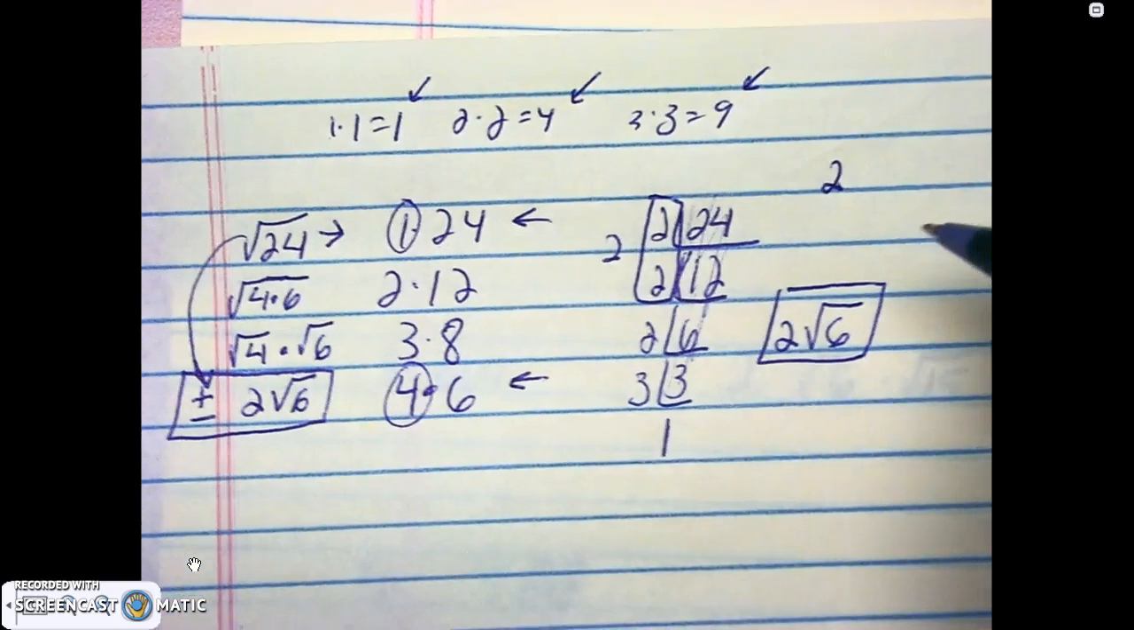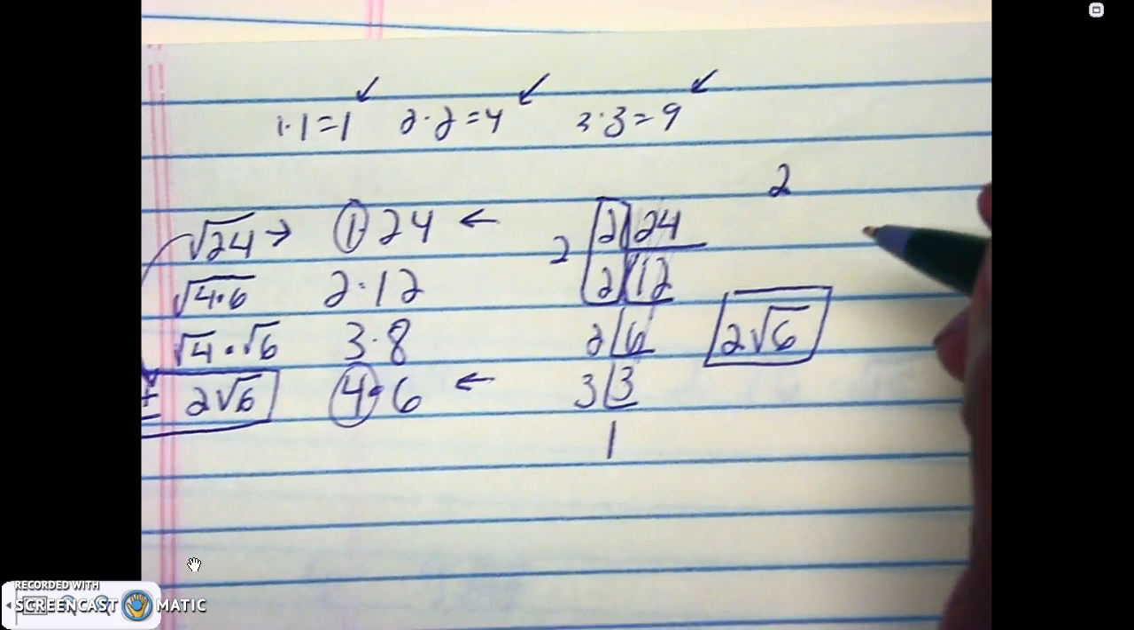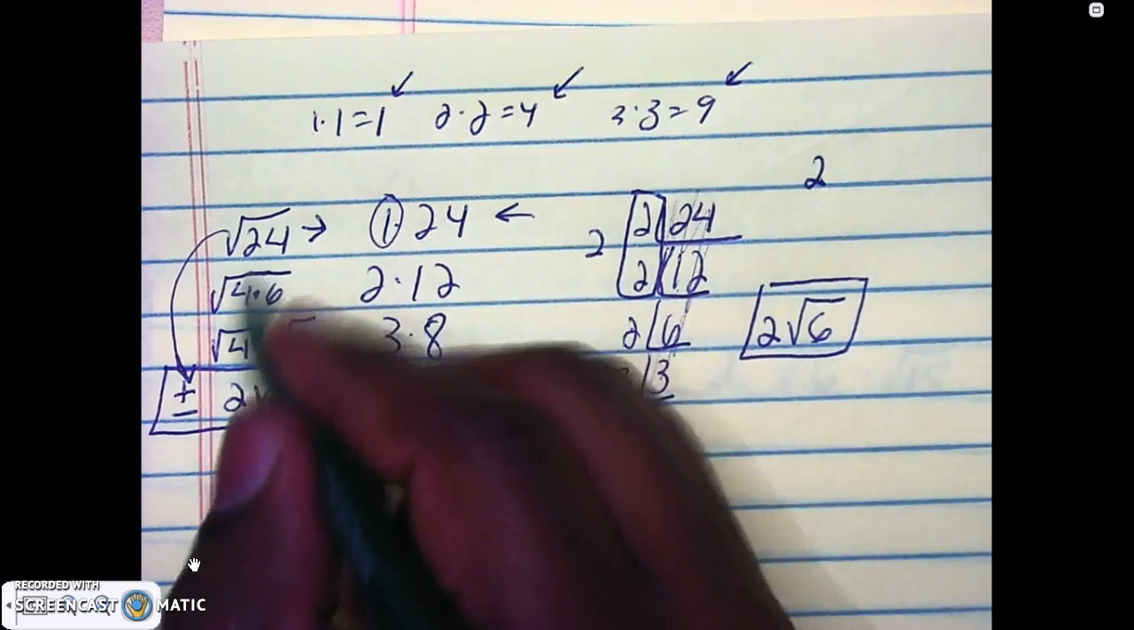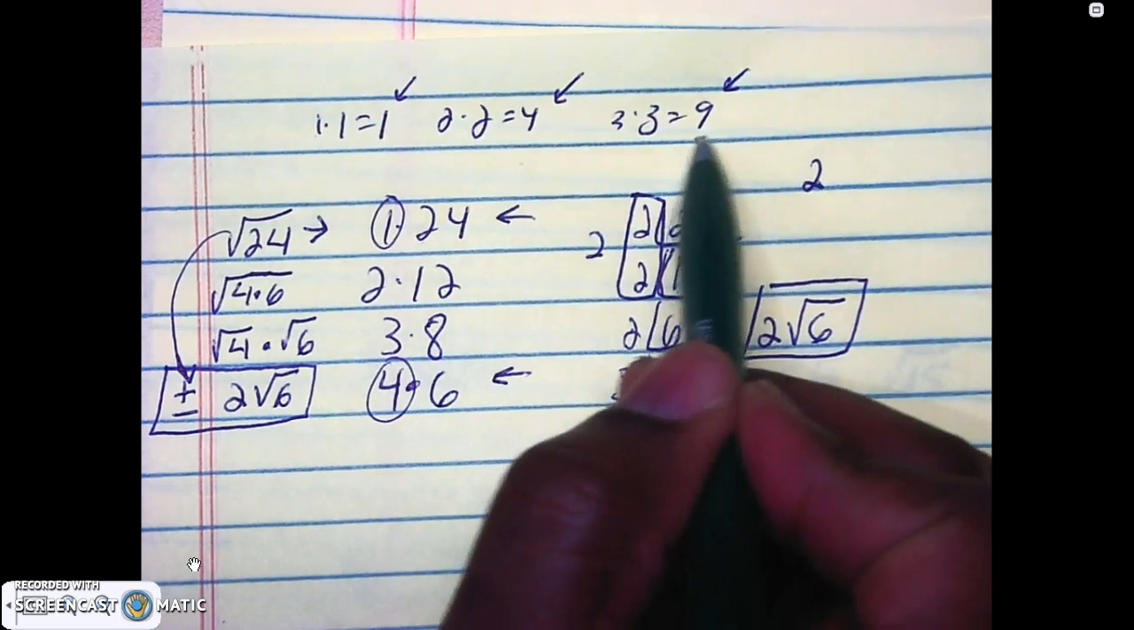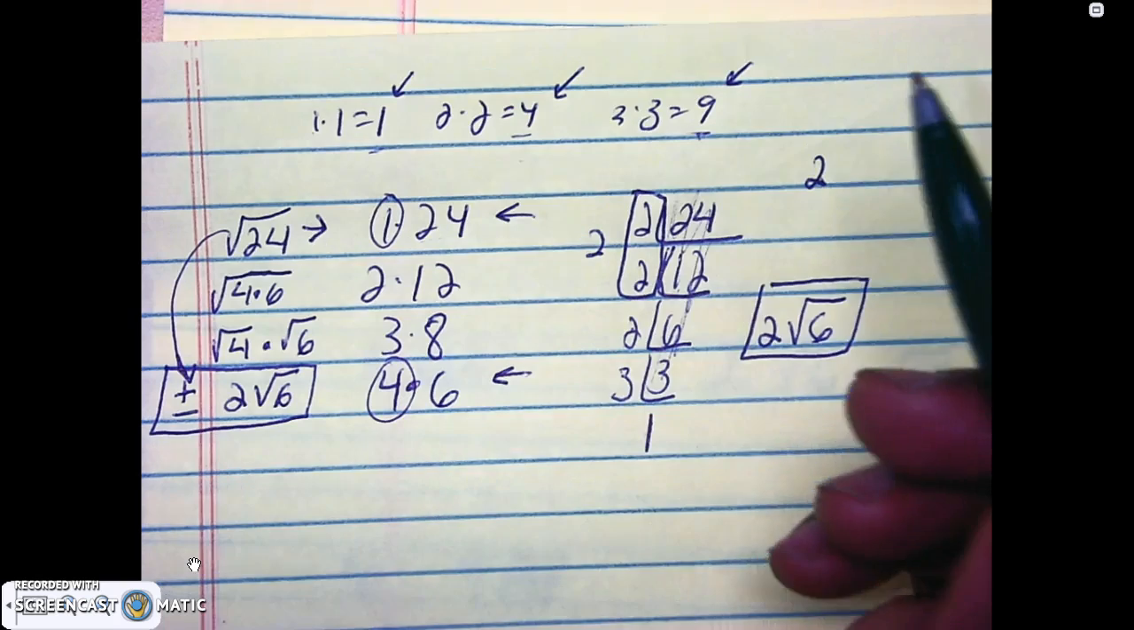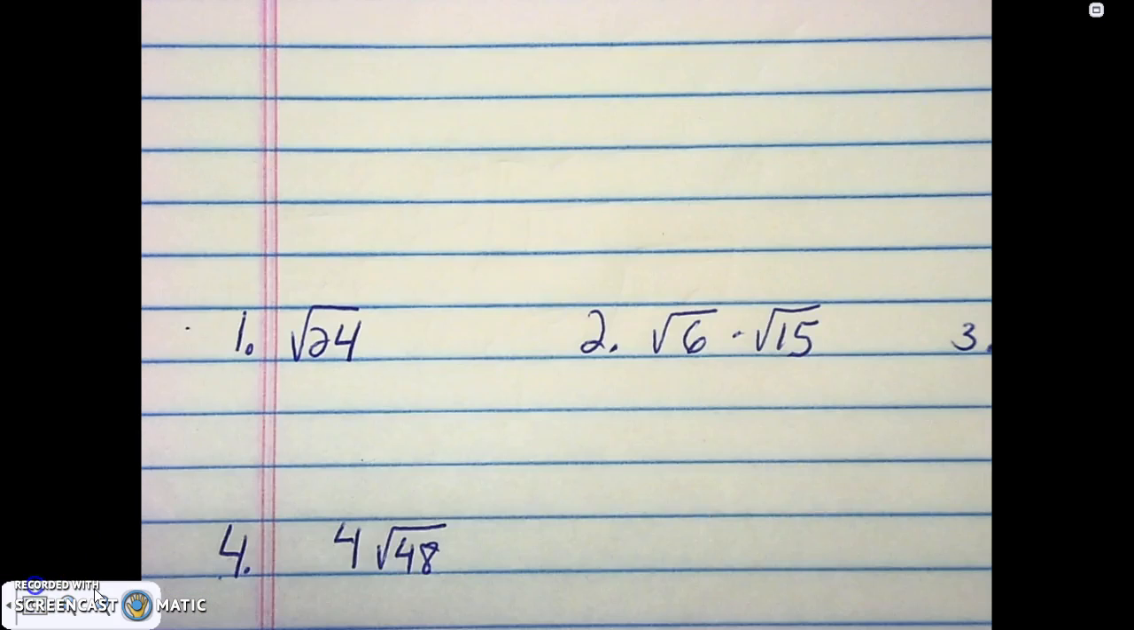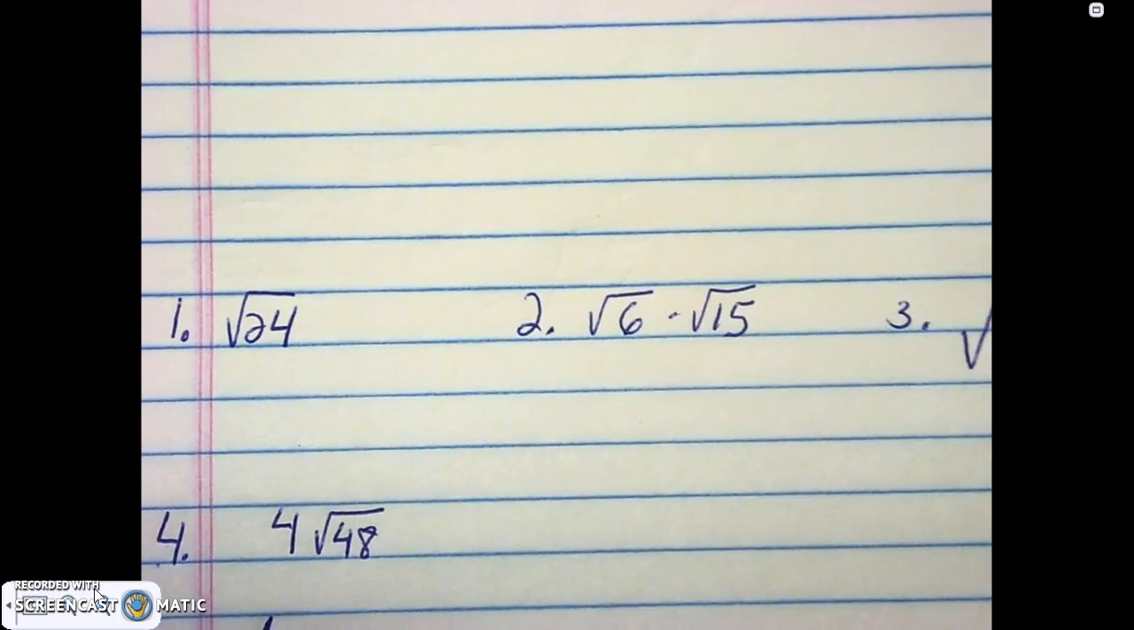Notice I get the same answer. 2 radical 6 and 2 radical 6. So it doesn't matter which one you use. This one you have to know and have a good understanding of what these numbers are, the perfect squares, in order to do that. All right? All right, let's look at number 2.